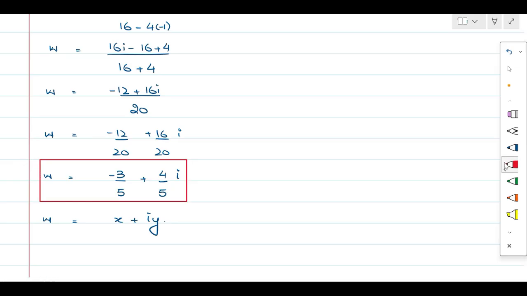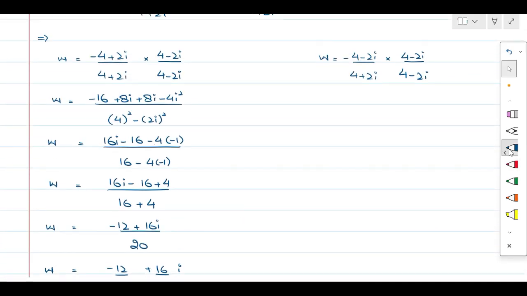Okay, now let me do the second one. By rationalization, w would be equals to minus 4 times minus 4. This becomes 16 minus 16. 4 times 2 is 8, plus 8i. This is with minus 4 times 2 is 8, minus 8i.